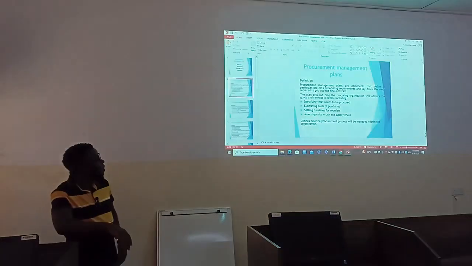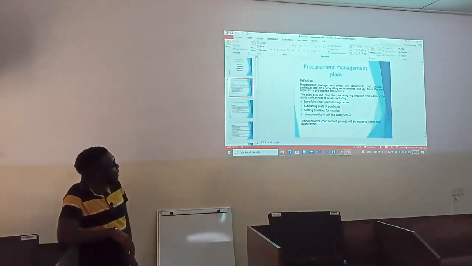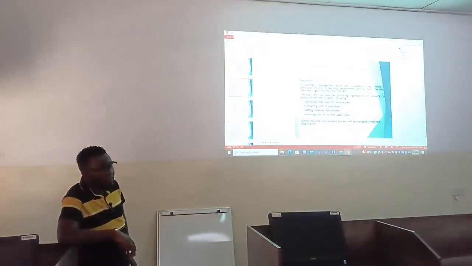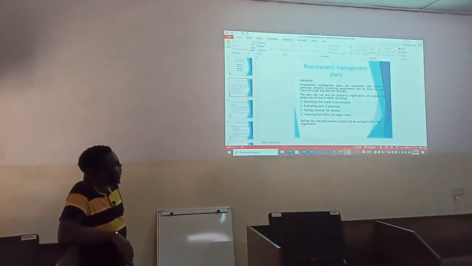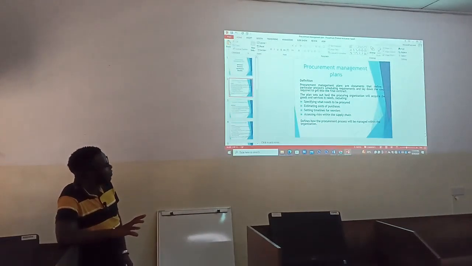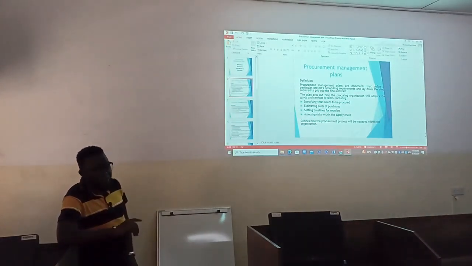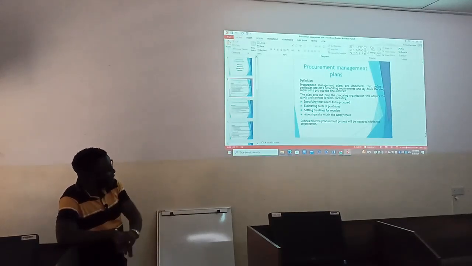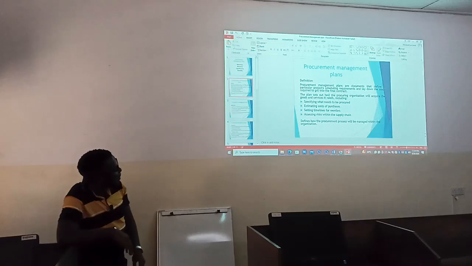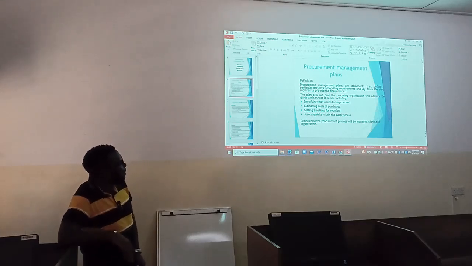Procurement management plans are documents that define particular projects, scheduling requirements, and at least lay down the steps required to get into the final contracting. So this plan or this document, where the plans are set out, the plan sets out how the procuring organization will acquire the goods and services it needs.